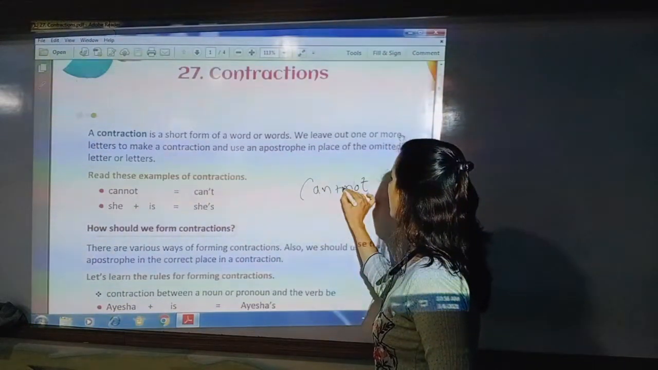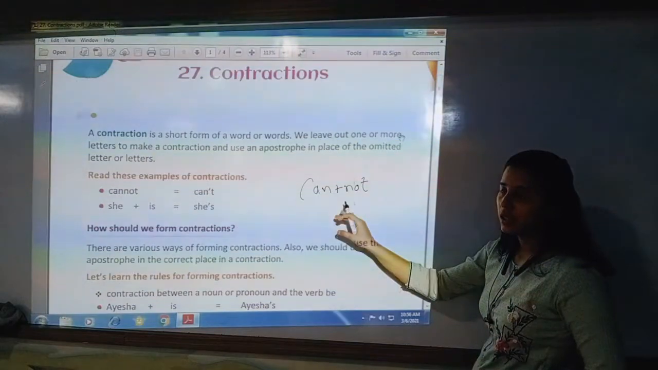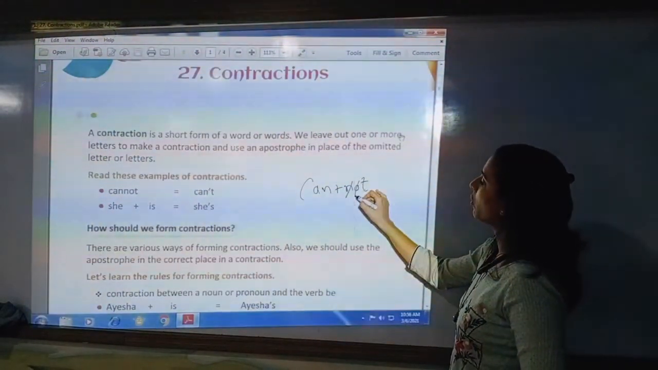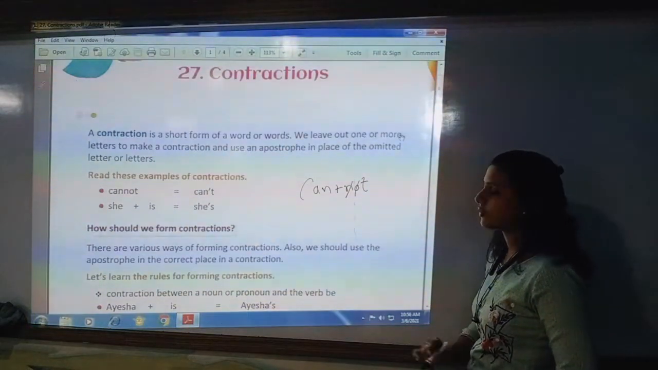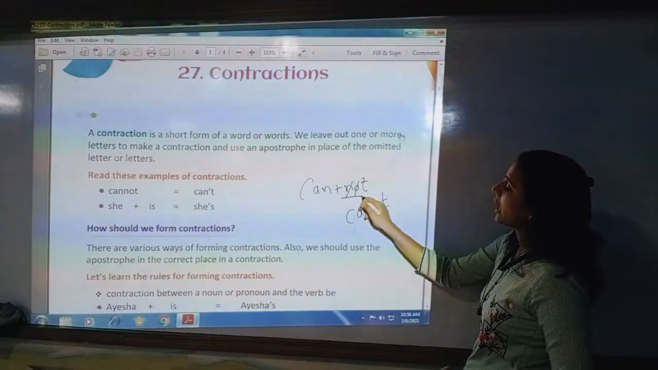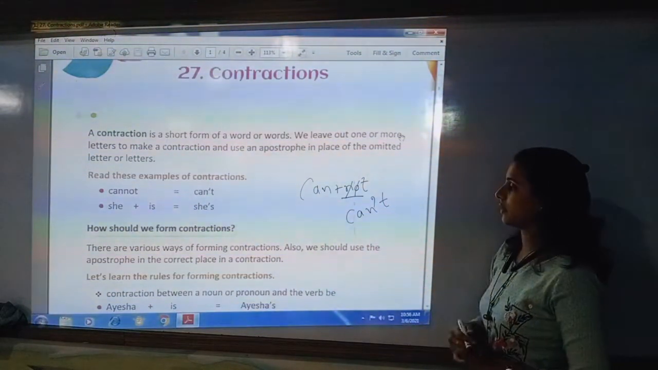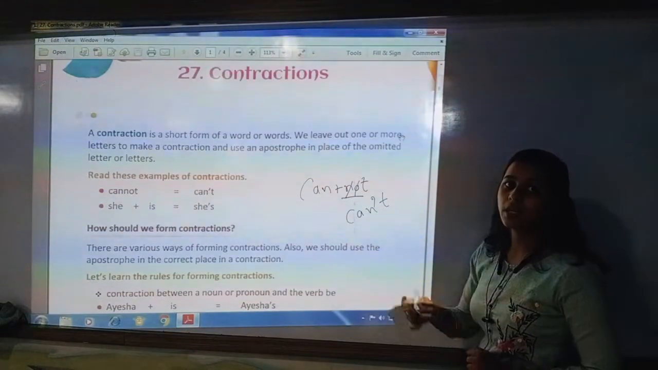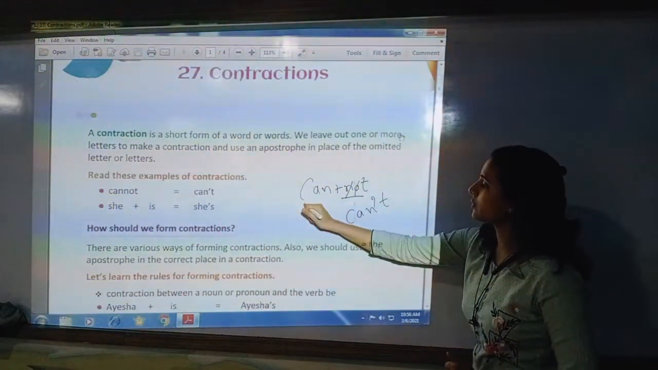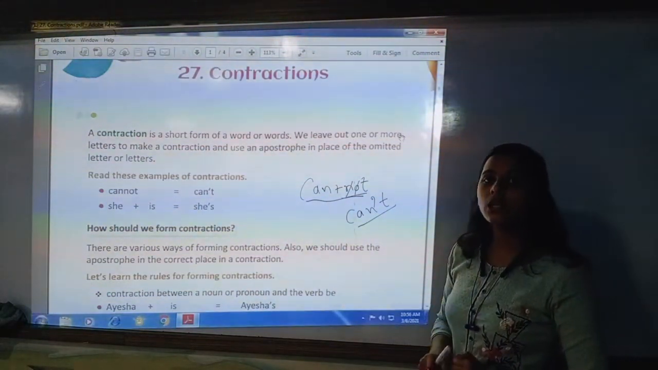In not, N is repeated, so we will remove N and then we will remove O also. So it will become can. Where we have eliminated the letters, there we will put apostrophe. So it will become can't. From cannot, it will become can't. You can see the spelling is shorter now. This is called contraction.